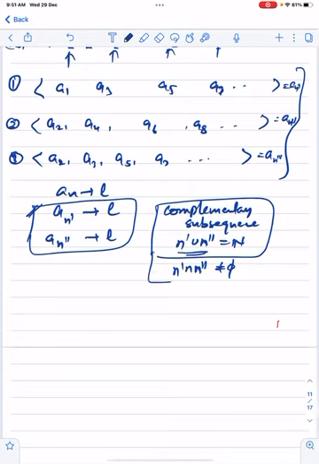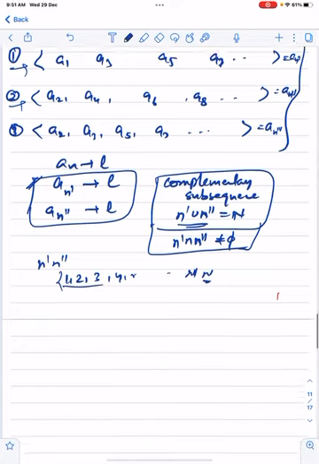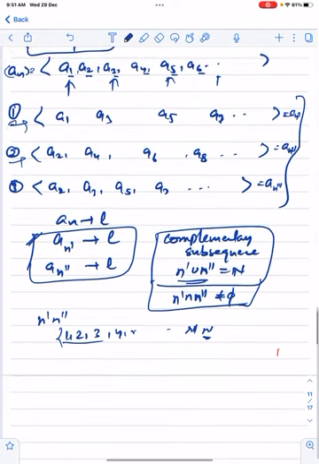You have to check this thing also. Here, take the sequence of odd numbers and the sequence of even numbers. When you take the union of n dash and n double dash, that means 1, 3, 5, 7 and so on, and 2, 4, 6, 8 and so on, you will get 1, 2, 3, 4 and so on, the set of all natural numbers, right? So if I take the union of these two sequences, it will give me the original sequence, that means an.